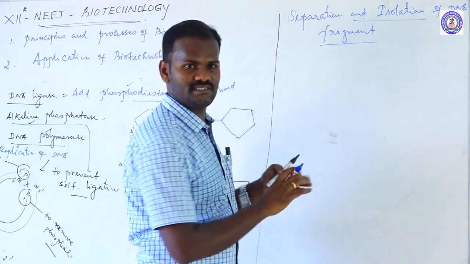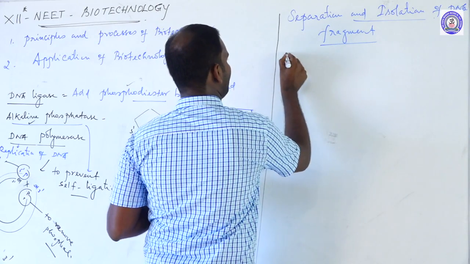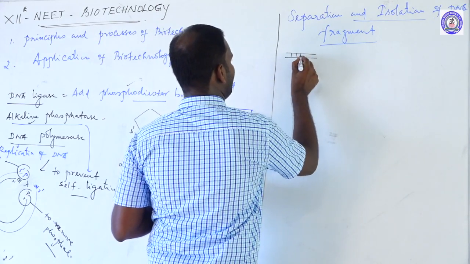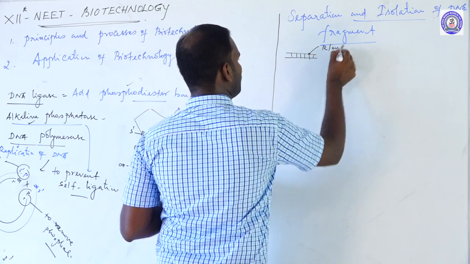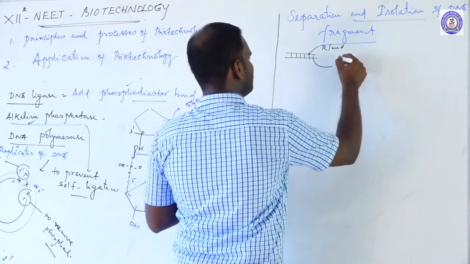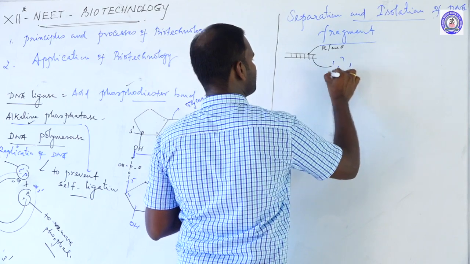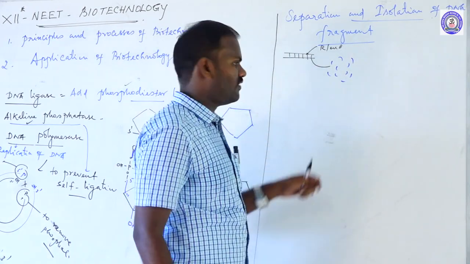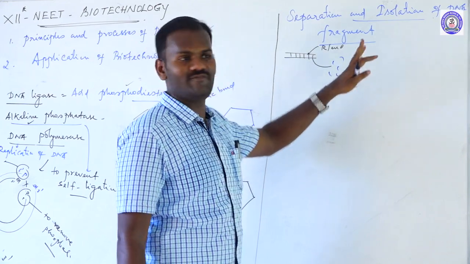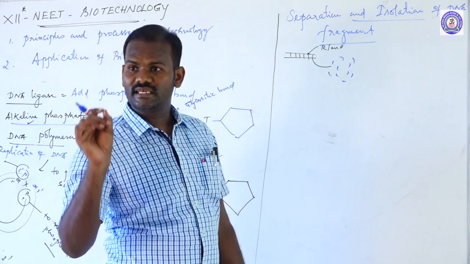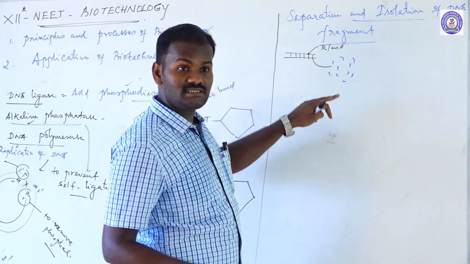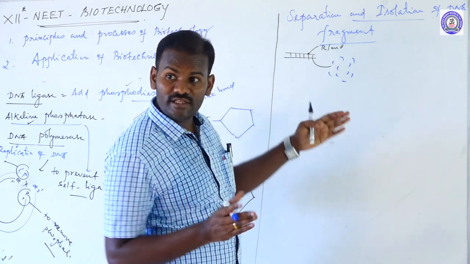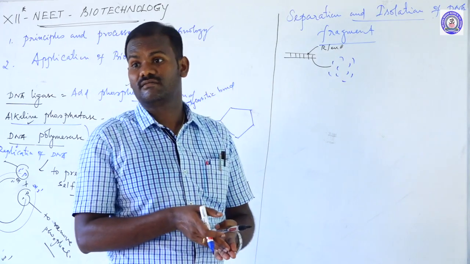They form fragments. This is a DNA, and by using restriction endonuclease, they cut it into fragments to form DNA fragments. The DNA fragments come from different sources. So it is essential to isolate and purify the DNA before it is attached to the vector.